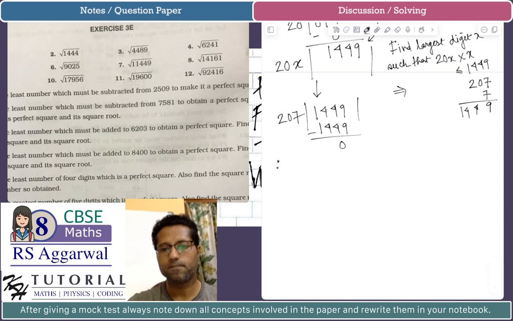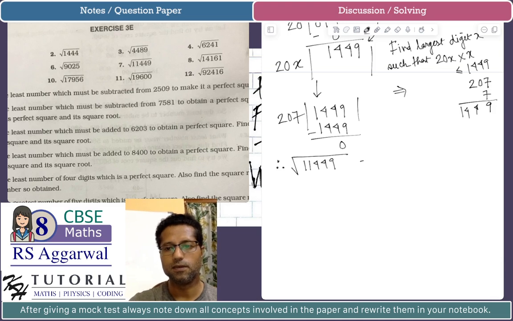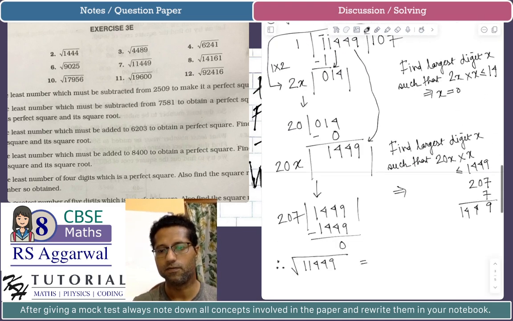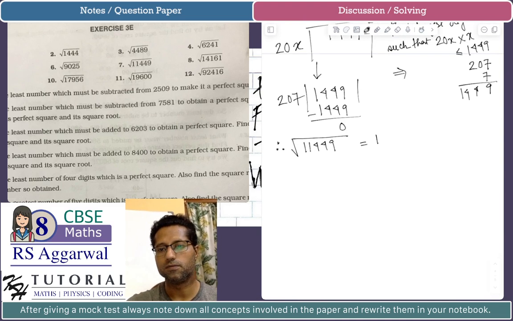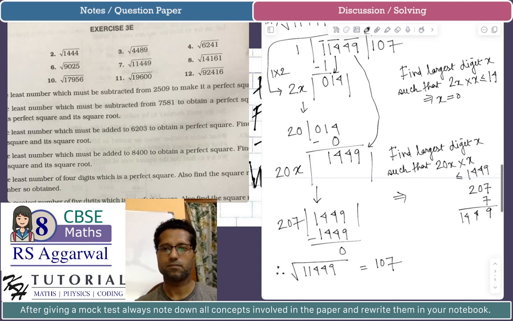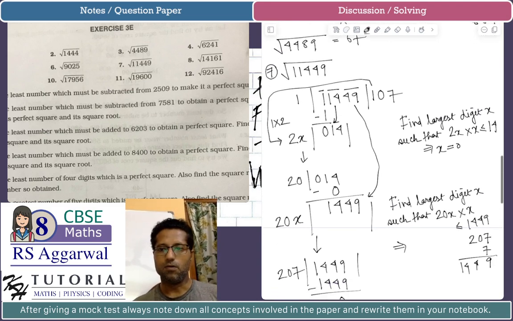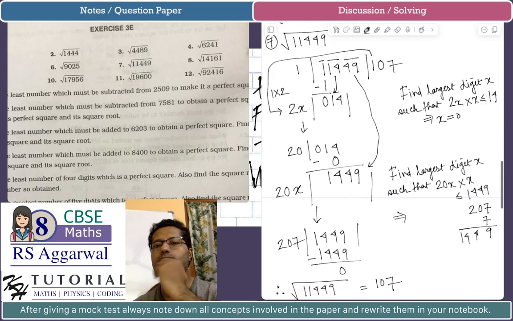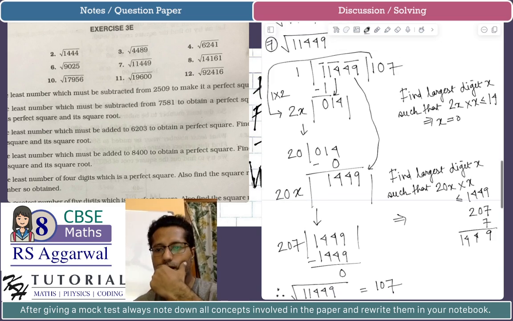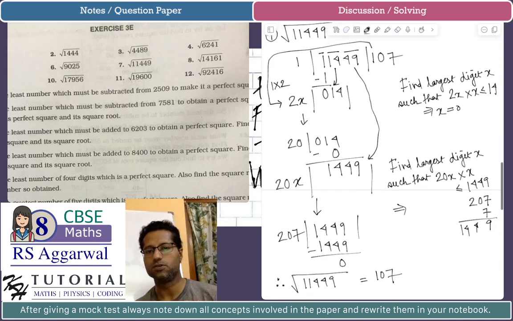Therefore the square root of 11449 is 107. So 107 multiplied by 107 is 11449. I hope you are taking screenshots while I am solving it.